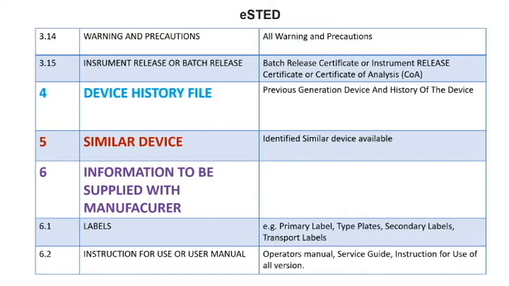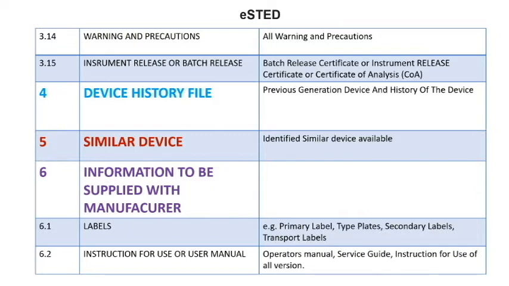Device history: overview of the previous generation or the generation of the device produced by the manufacturer. First commercial release and change in the device information, etc. to be mentioned or referenced here. Similar device: an overview of identified similar devices available on the EU or international market where such devices exist. Information to be supplied with the manufacturer.